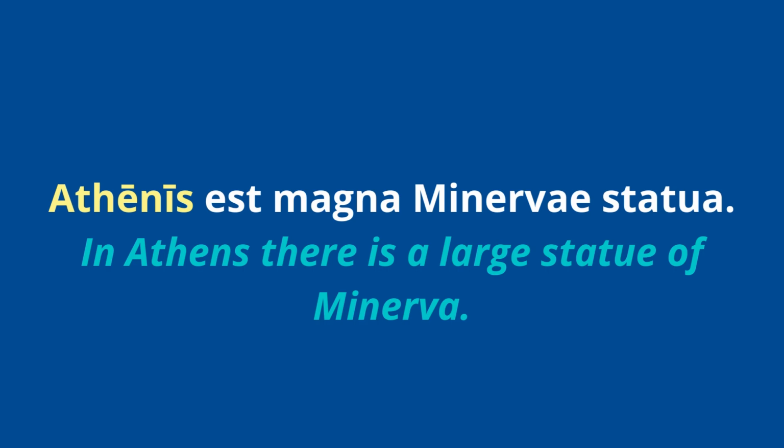In this case, because you're saying there is a big statue of Minerva, it wouldn't make sense to be ablative and showing motion away from, right? You're not saying there is a big statue of Minerva away from Athens. You're talking about in the city of Athens. This is the locative, right? It looks just like an ablative plural ending. You're saying in Athens, there is a large statue of Minerva, okay?